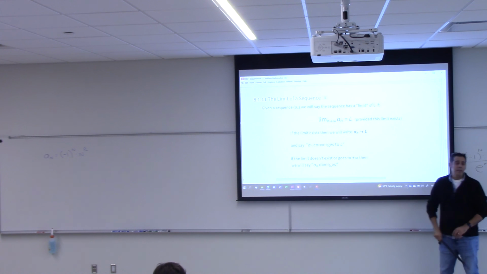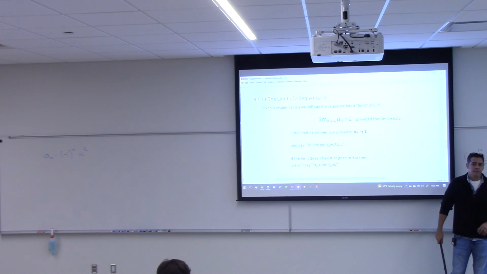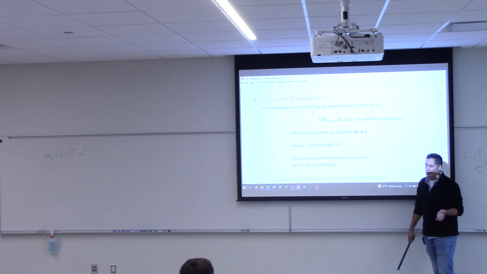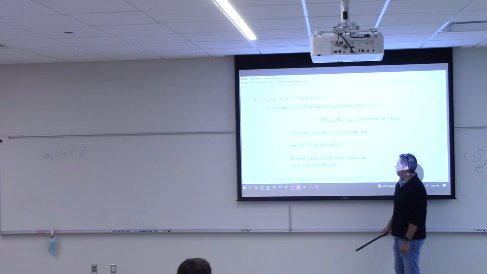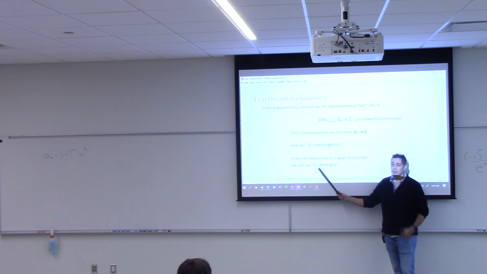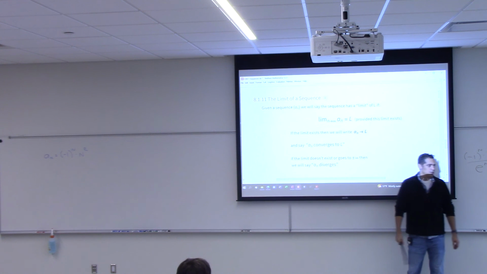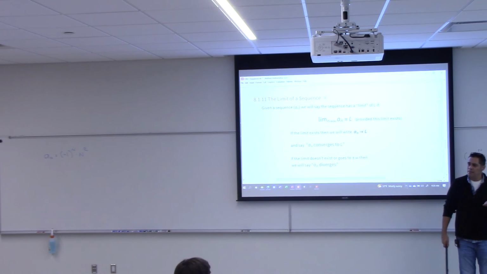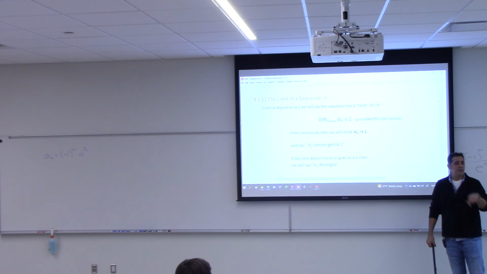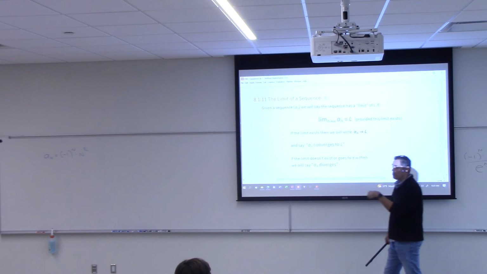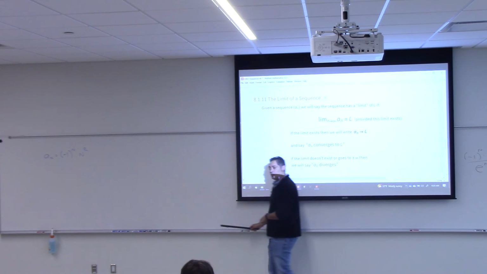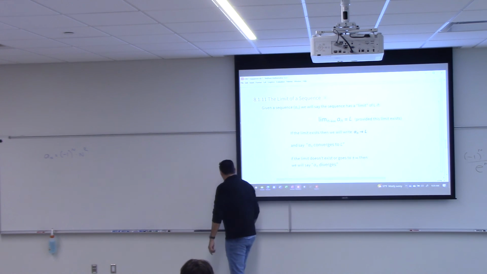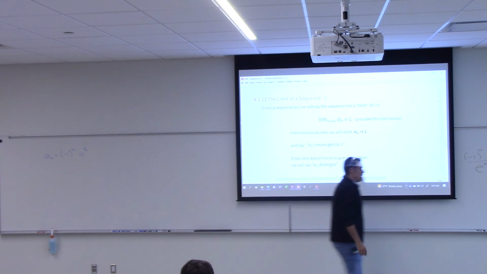Now, if that limit doesn't exist, which we know limits sometimes don't, then we will say a sub n, the sequence, diverges. So we have this concept now of convergence and divergence of a sequence, and it depends on whether or not the limit exists. All right? So let's take a look at some examples.